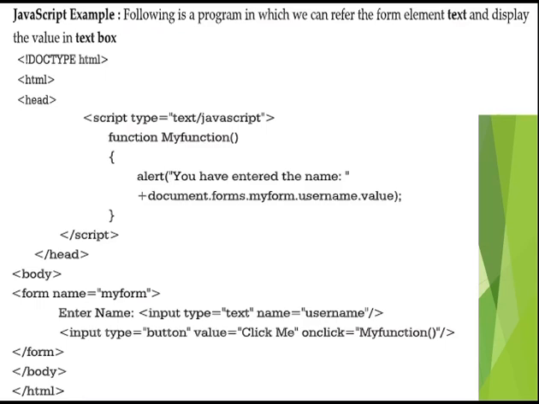Then we have taken a button. So input type is equal to button. The value of the button is "Click me", and we have used the onclick event. So on the click of that button, we have called the function myFunction. Then close the form tag, close body, and close the HTML tag.